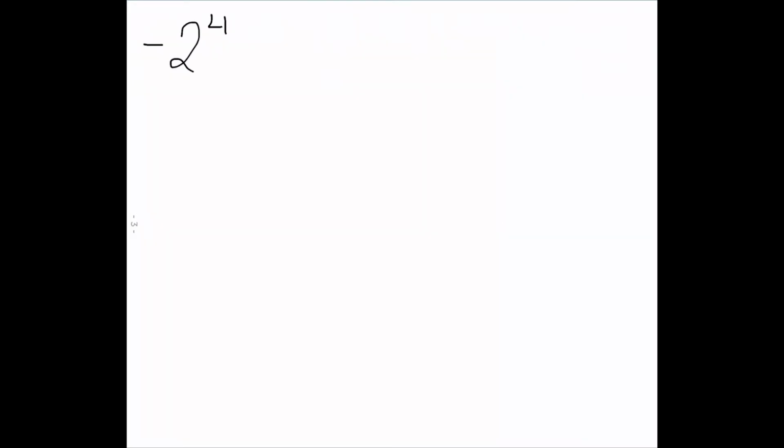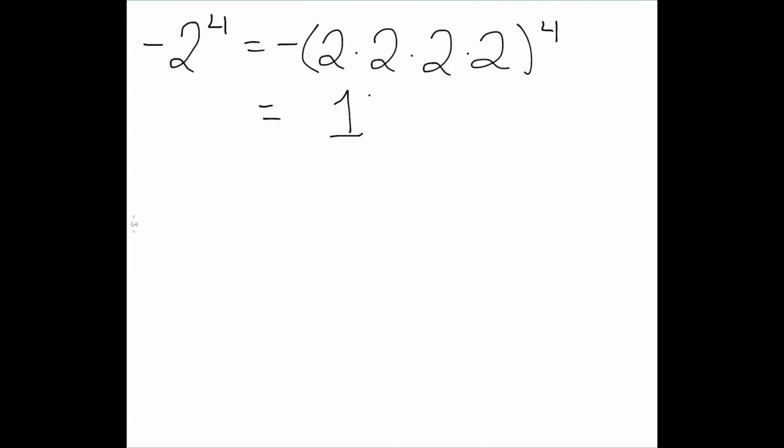-2 to the 4th. This time we're multiplying 2 by itself 4 times, and then we introduce the negative sign. The negative sign, since it's not in parentheses, should not be included all 4 times. When we multiply 2 by itself 4 times, we get 16, and then we have this negative sign out front. So this time our answer is -16.